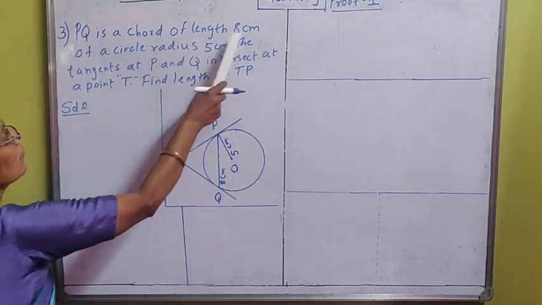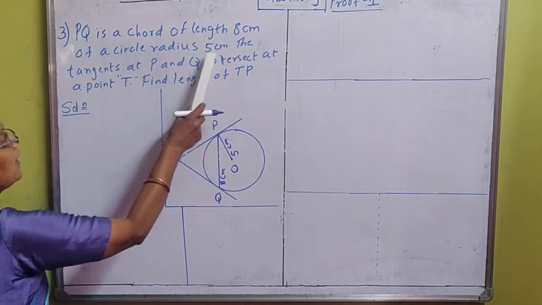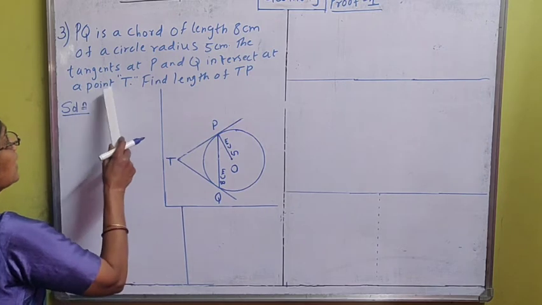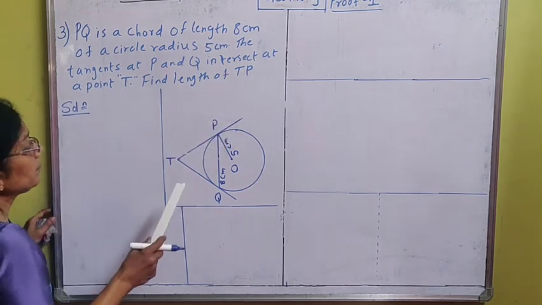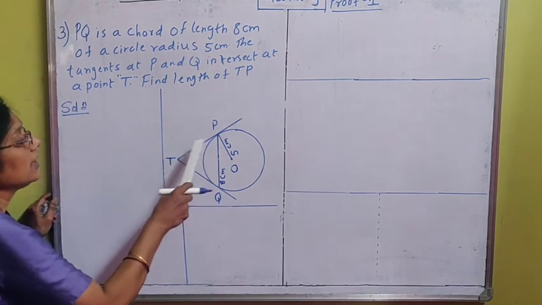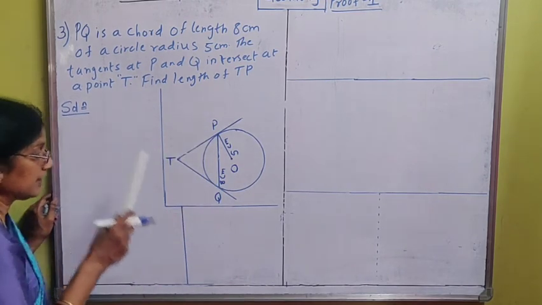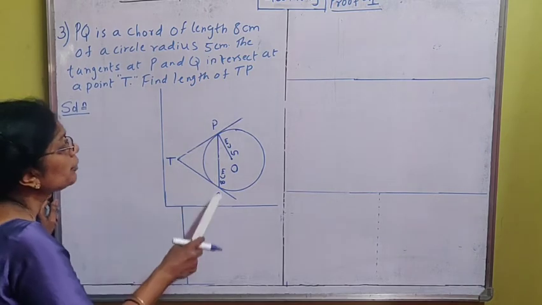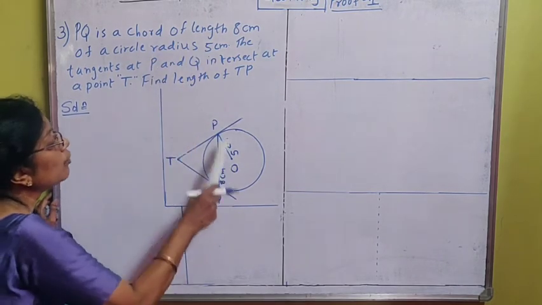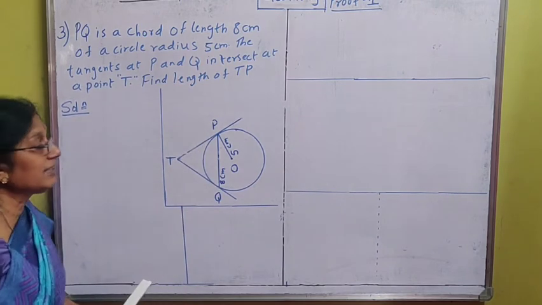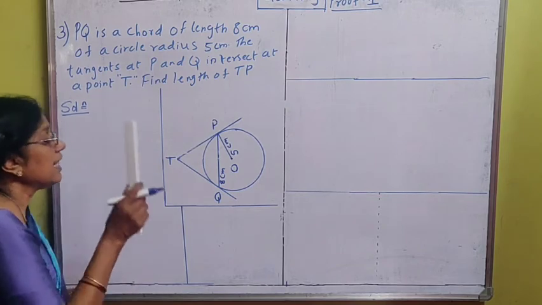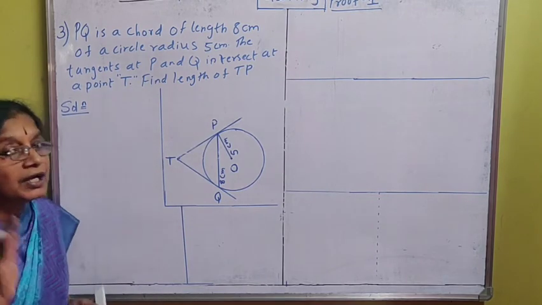PQ is a chord of length 8 cm of a circle of radius 5 cm. The tangents at P and Q intersect at a point T. Find the length of TP. So let us see in the diagram that O is the center of the circle. TP and TQ are the tangents, and PQ is the chord. The measurement of PQ is given as 8 centimeters and OP is the radius whose measurement is given as 5 centimeters. So to calculate the length of PT, we have to do a construction.